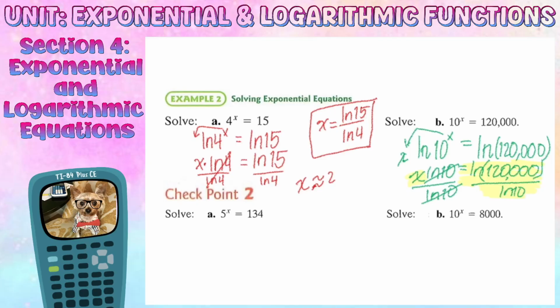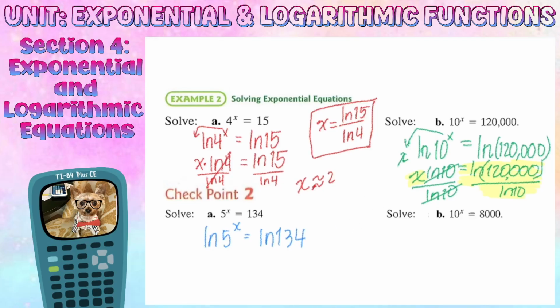Let's look at the next example. Next we have natural log of 5 to the x power equals the natural log of 134. Could you approximate that? I know 5 to the third is 125, so you know it's a little bit bigger than 3. Good habit to have.